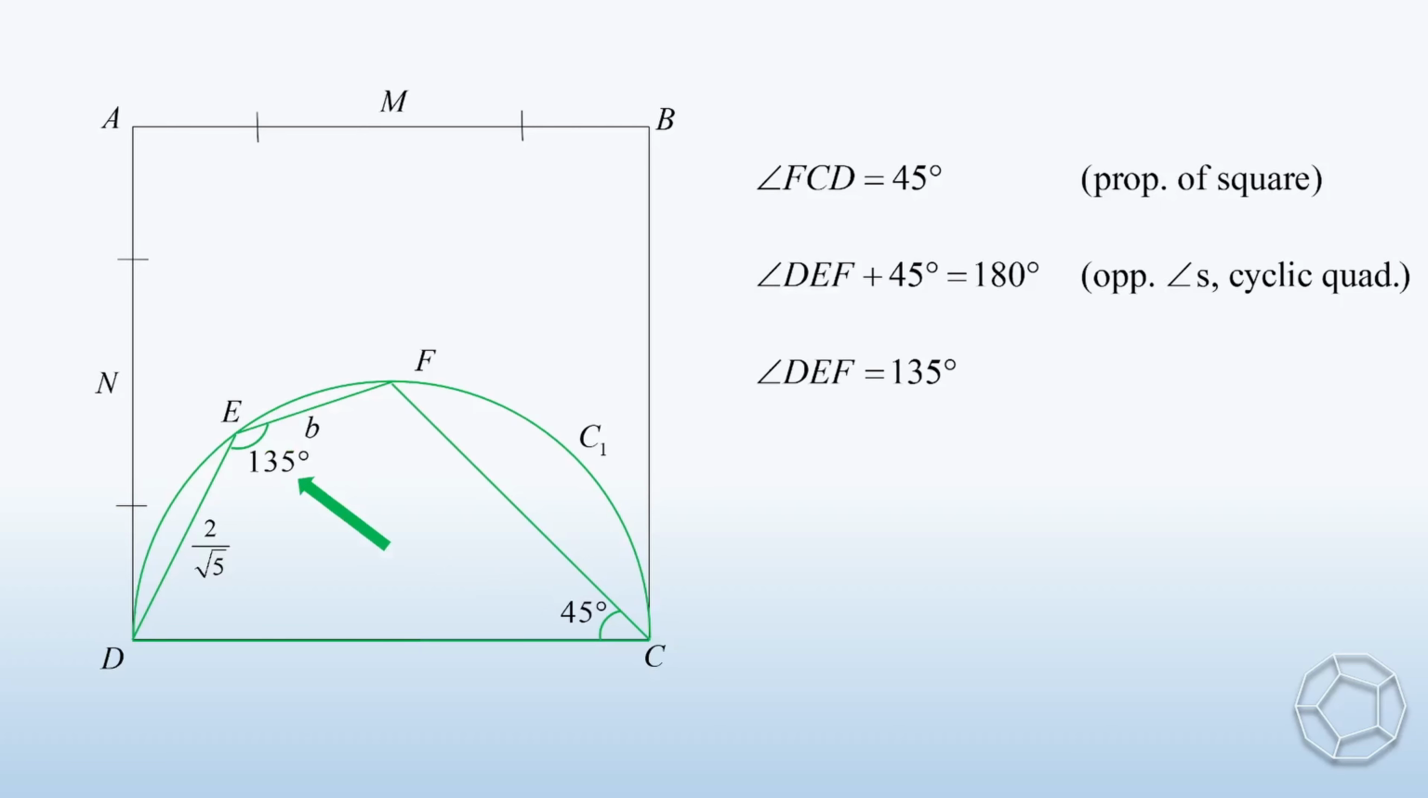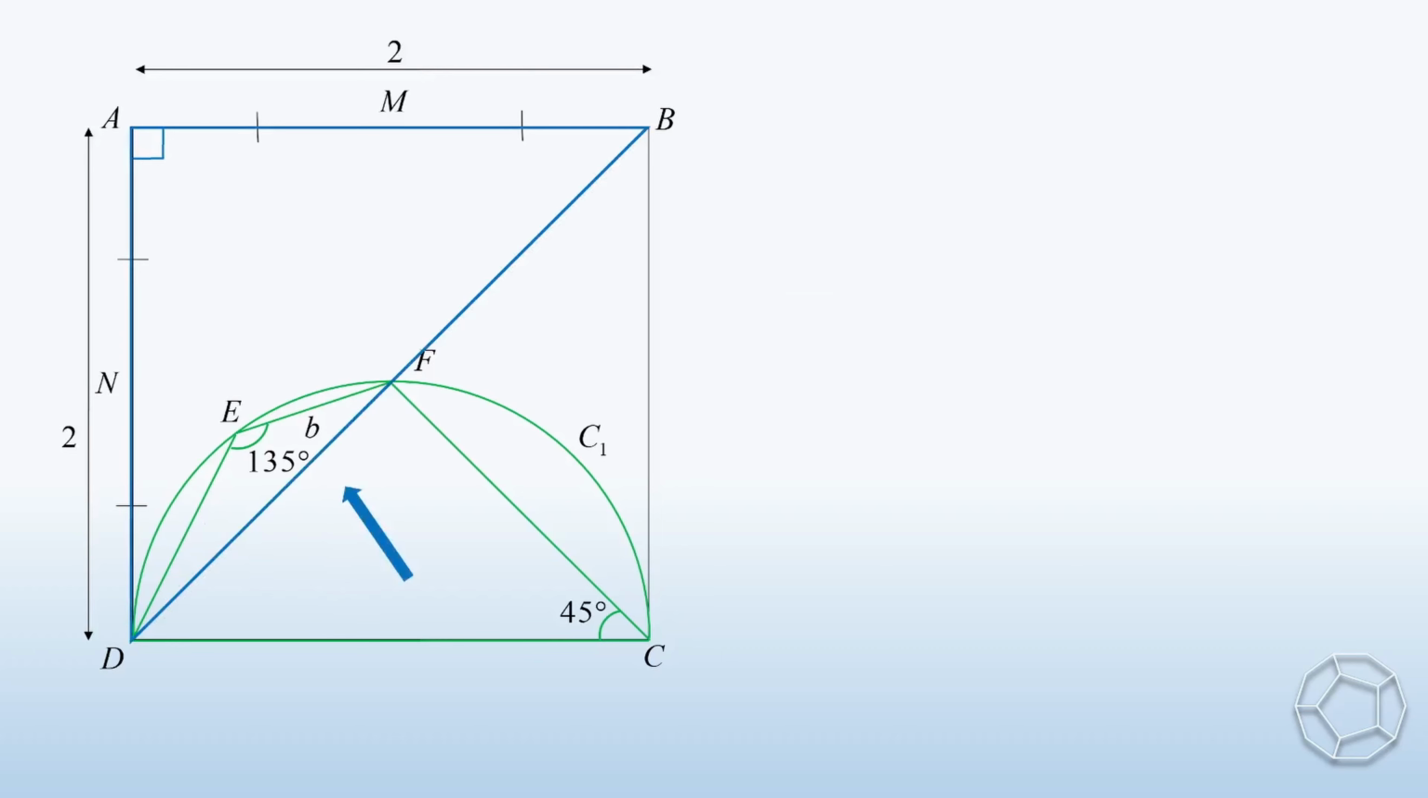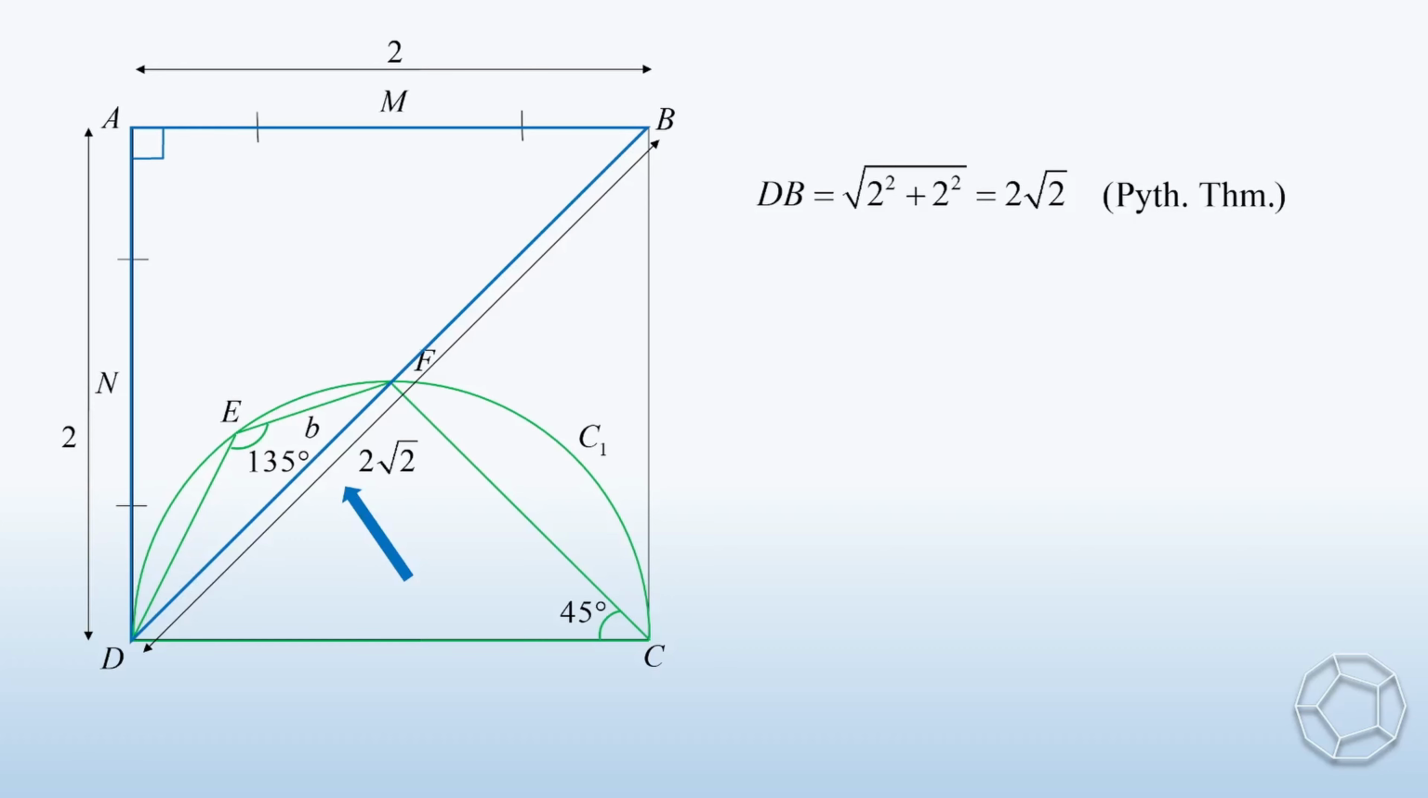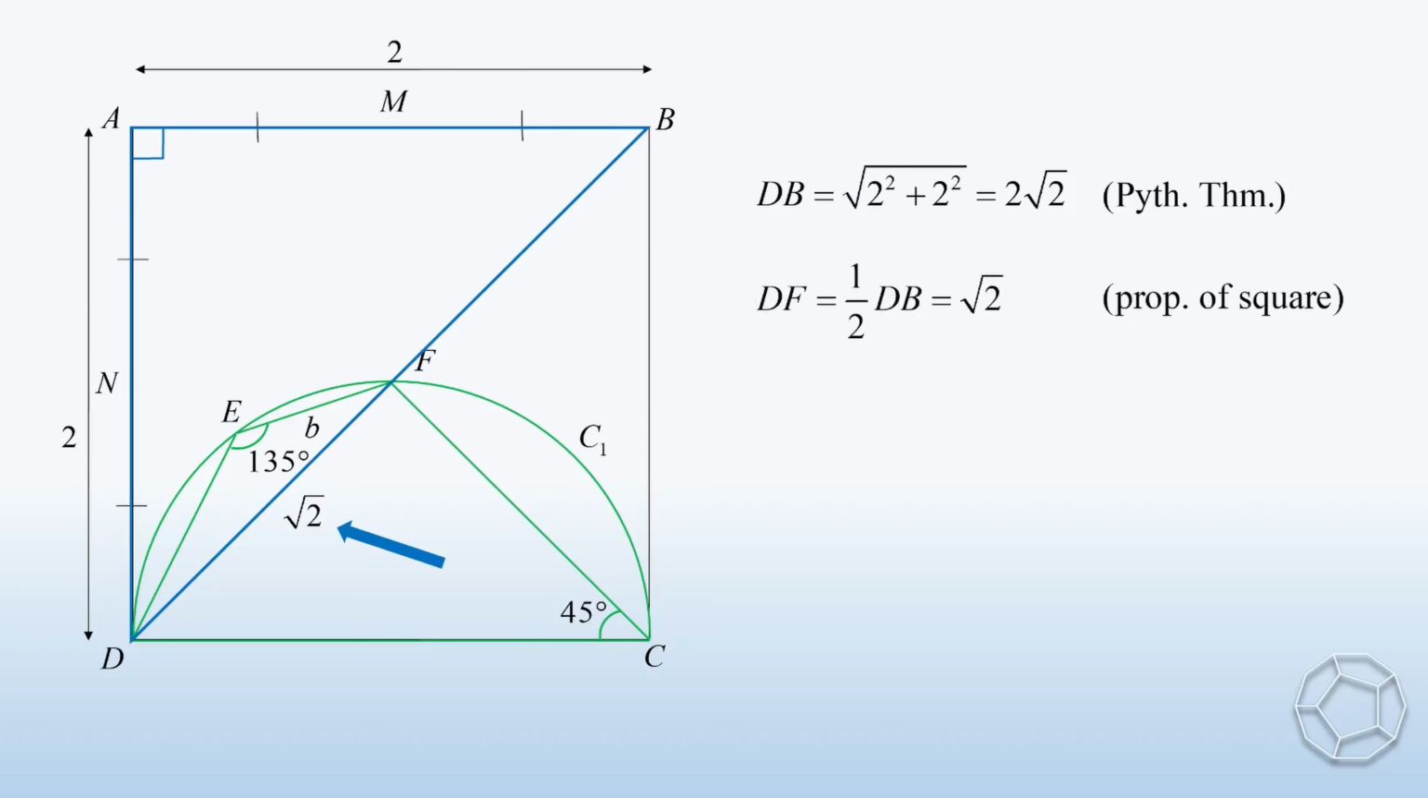That's about the angles. Let's move on to the sides. Construct the diagonal BD. Again, the length can be found easily by Pythagoras' theorem. That is, DB is equal to 2 times square root 2. By properties of the square, DF is equal to half of DB, which is equal to square root 2. Likewise, CF is also equal to square root 2. We're going to use this result later.